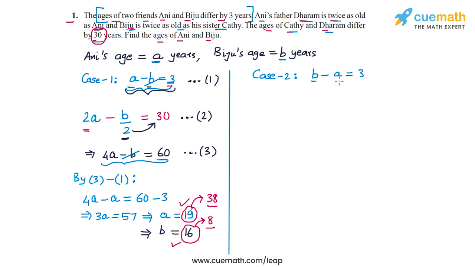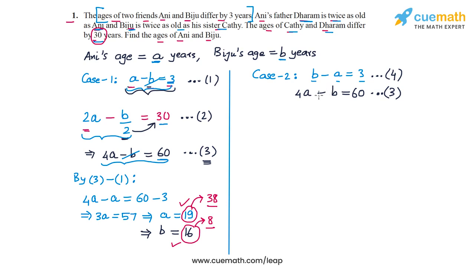So in case 2, B minus A is equal to 3, but the second equation still remains the same because we are still told that the difference between Dharam and Kethi's age is 30. So let's call this equation 4, and then the second equation will still be this same equation 3. So let me write it here. 4A minus B is equal to 60. So this is equation 3. This equation still remains the same for case 2 as well.